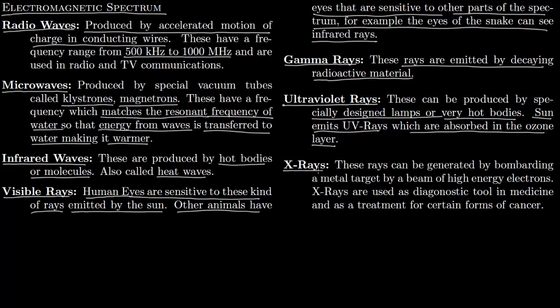Now we talk about X-rays. We all have known about X-rays. So X-rays help us determine problems with our bones. If there is a fracture or anything, you go to a doctor and get an X-ray. Now these X-rays are generated by bombarding a metal target by a beam of high energy electrons.